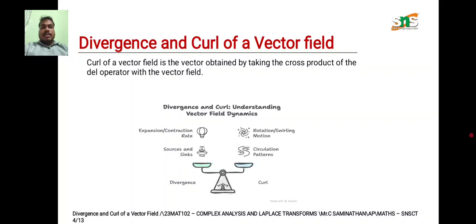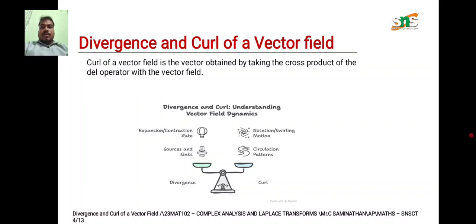If you imagine placing a tiny paddle wheel in a flowing fluid, the curl determines whether the wheel will rotate and in which direction. A non-zero curl indicates that the field has a rotational component, like a whirlpool or tornado, whereas a zero curl means the field is irrotational with no local spinning motion.